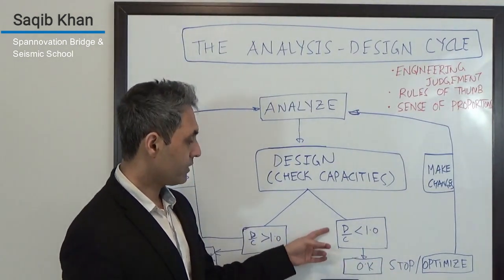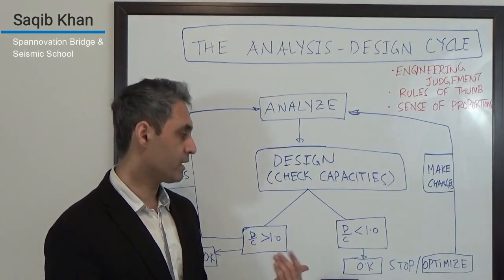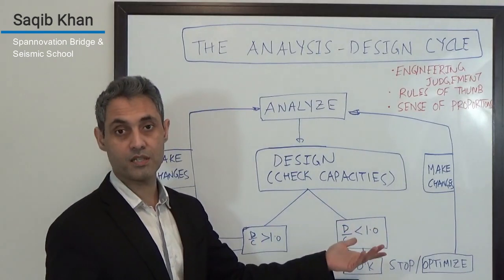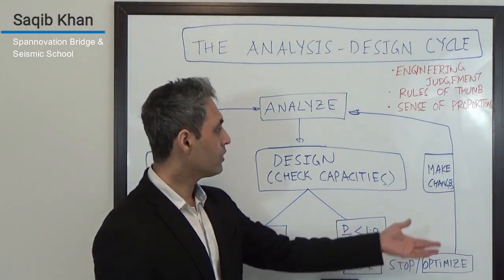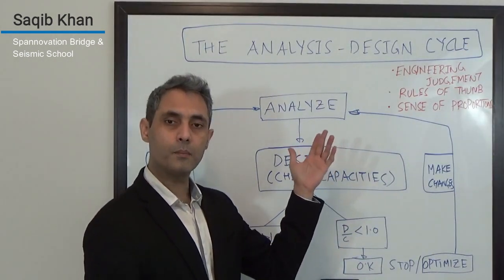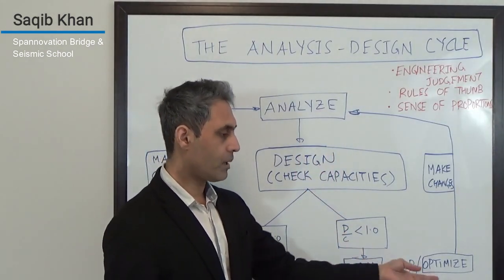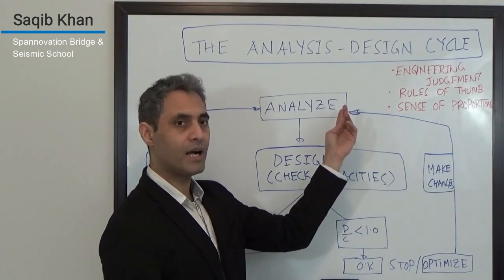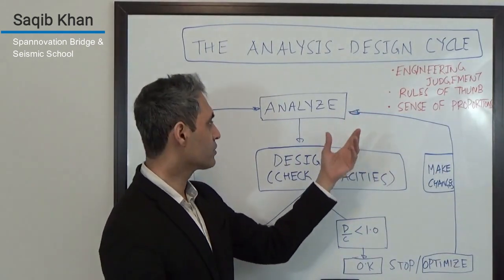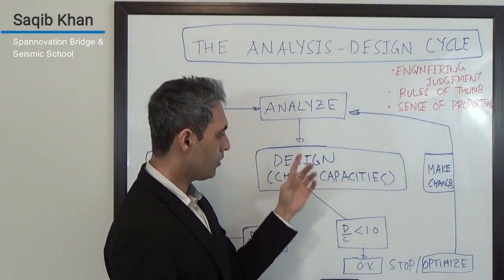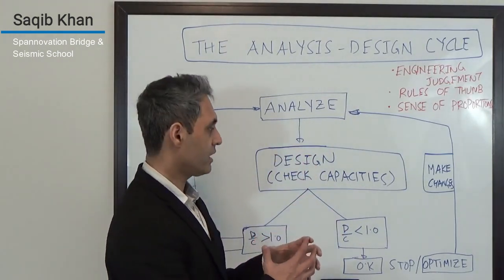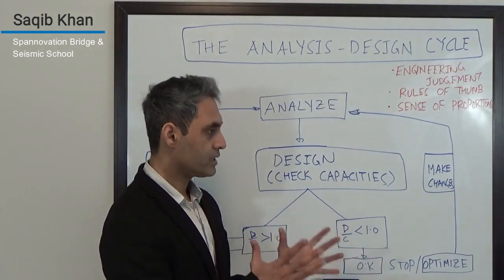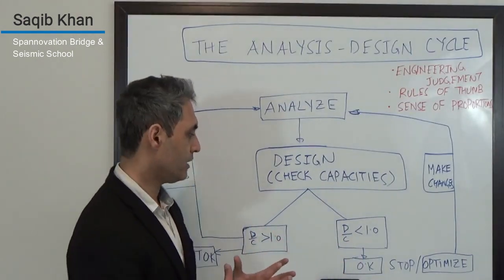Or if we find that the D over C's are on the lower side, say, the numbers are coming up consistently around 0.6, 0.7, 60 to 70%, then we know that there is a bit more meat in the system and we would like to optimize and have some material savings. We make some changes, we go back with the new system, the new sizes, we analyze, and hopefully we've optimized it enough that now these are sitting close to 0.9, 0.95 to have the good design that we've been looking for.